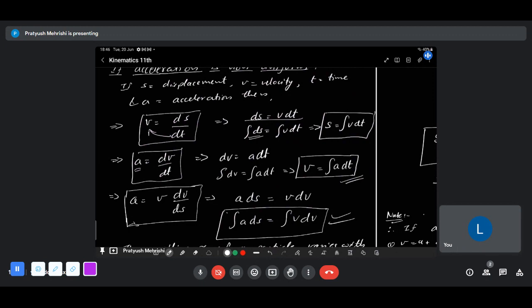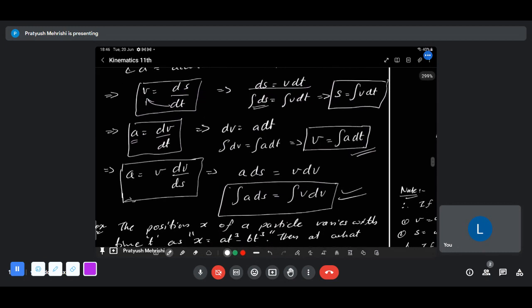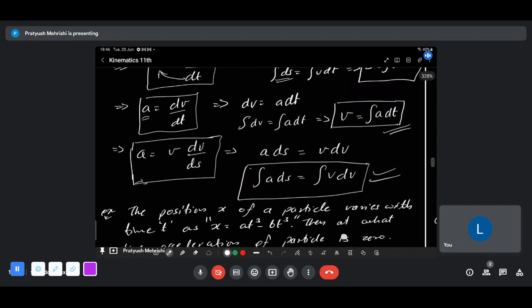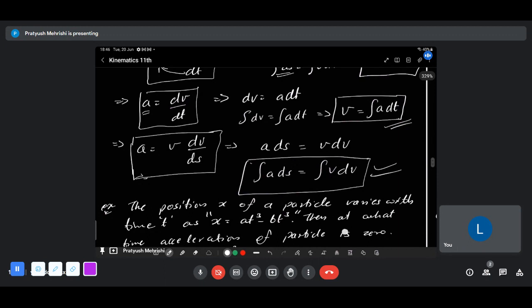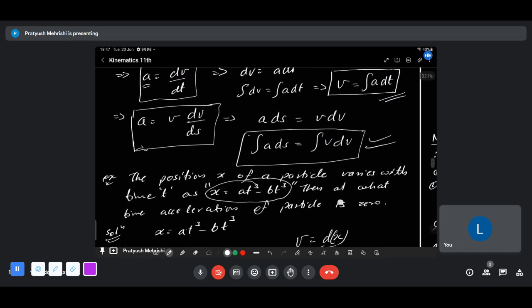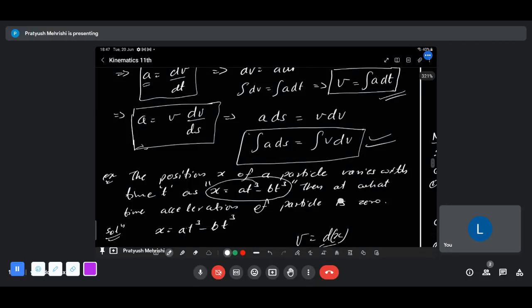So these are the equations of motion in differential form. For example, the position x of a particle is varying with time t. The equation is given to you as x equals a t cubed minus b t cubed. Then in that case, at what time will the acceleration of the particle be 0?